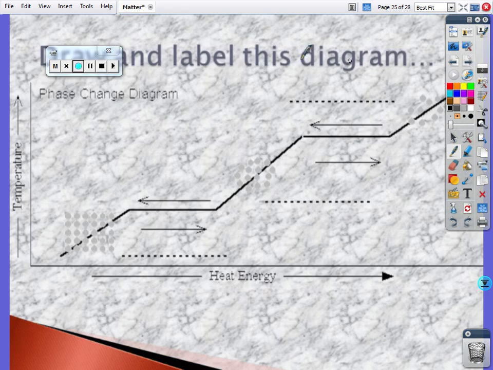We're going to skip that. This diagram we will actually do in class, so don't worry about it right now.